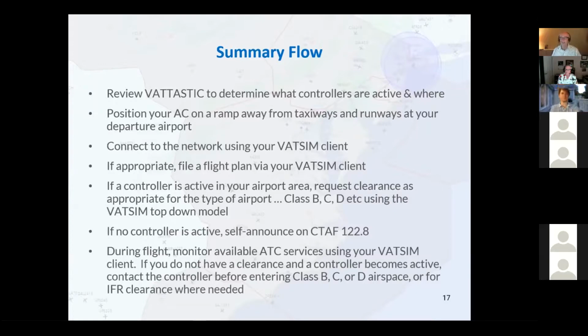We just want to summarize basically the flow of getting yourself active on the VATSIM network. The first step is to take a look at a map of some sort, probably VATtastic or something like that, to determine where controllers are at the time that you want to fly. Then you're going to fire up your flight sim software and put yourself on a ramp someplace away from an active movement area on a taxiway or runway. You don't want to be there. So get yourself parked on a ramp, without the airplane moving forward, and then connect yourself to the network using the client that you've configured for your flight sim.